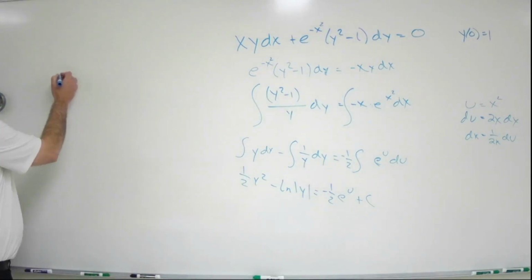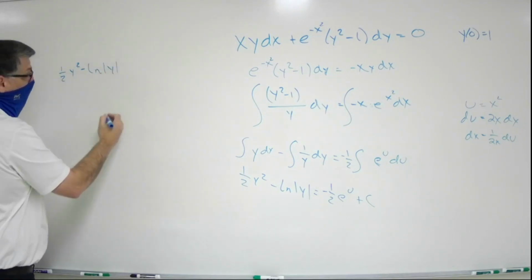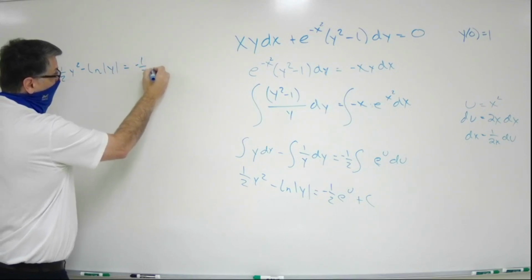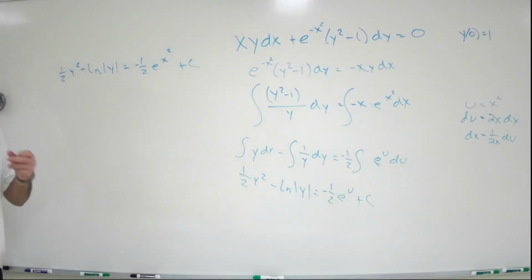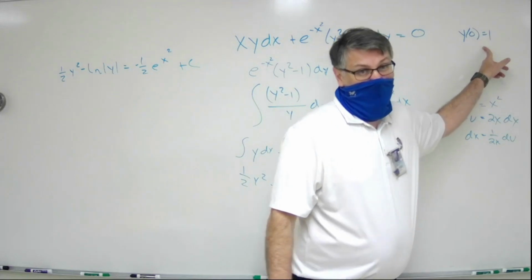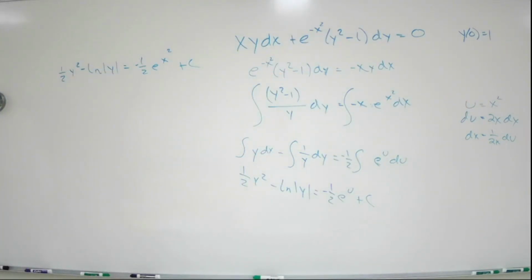Okay, so now we have 1/2 y squared minus ln of the absolute value of y equals negative 1/2 e to the x squared plus c. Now I need to solve for c. But I already know an x and a y value. Which one's my x? Which one's my y? 0 is the x, therefore 1 is my y, so just plug them in.